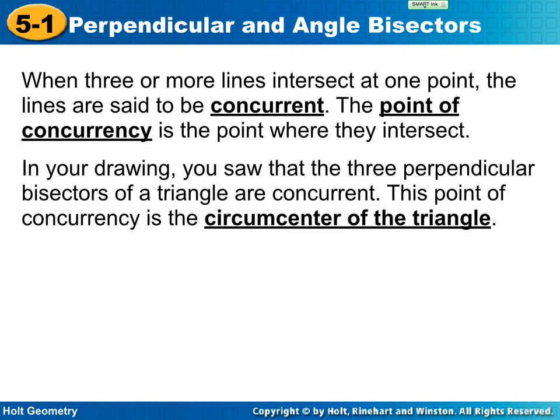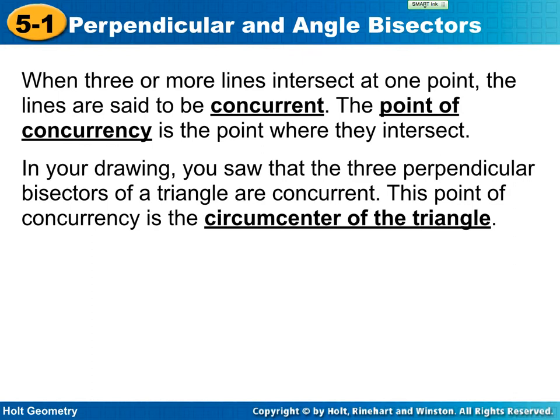What's it made up of? The three what? Three perpendicular bisectors. It's where they meet. Sometimes it's in the triangle, sometimes it's outside the triangle, sometimes it's right on the triangle. Depends what kind of triangle you have.